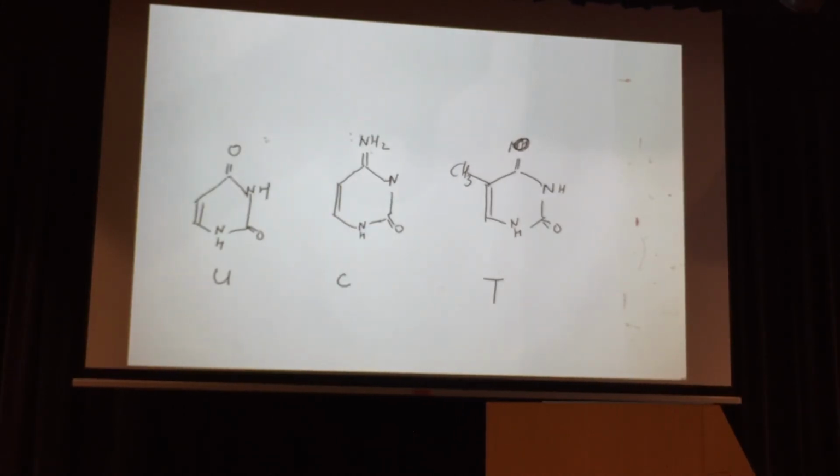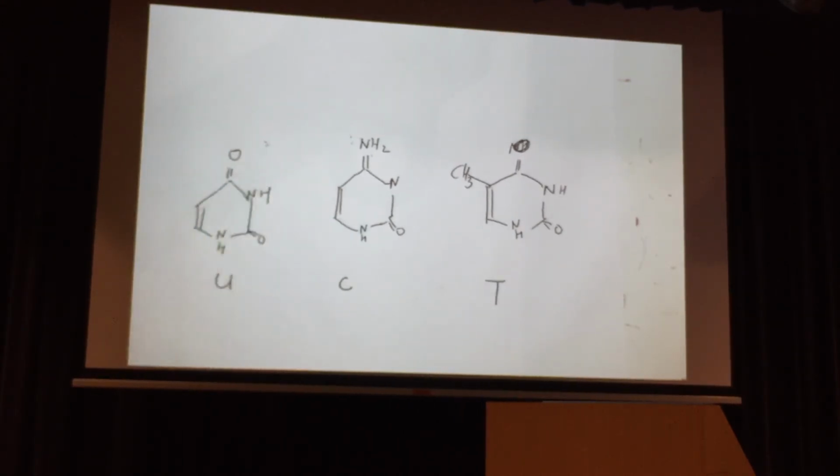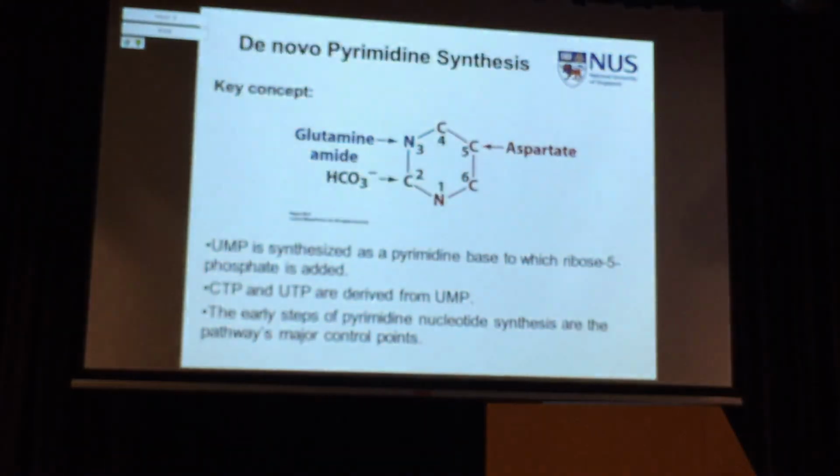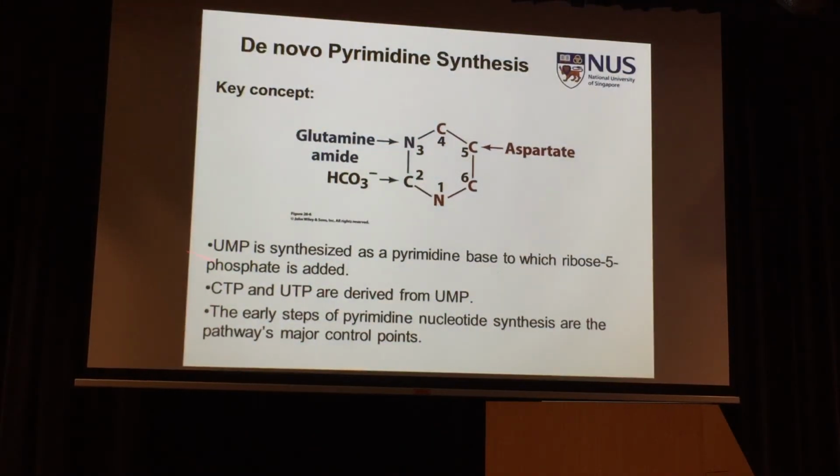Okay, so this is your pyrimidine. Like the purine, C and T are not produced directly. Just now A and G were not produced directly; it is through an intermediate called inosine. Over here, for pyrimidines, we make U first. So again, the key concept is UMP is synthesized first.